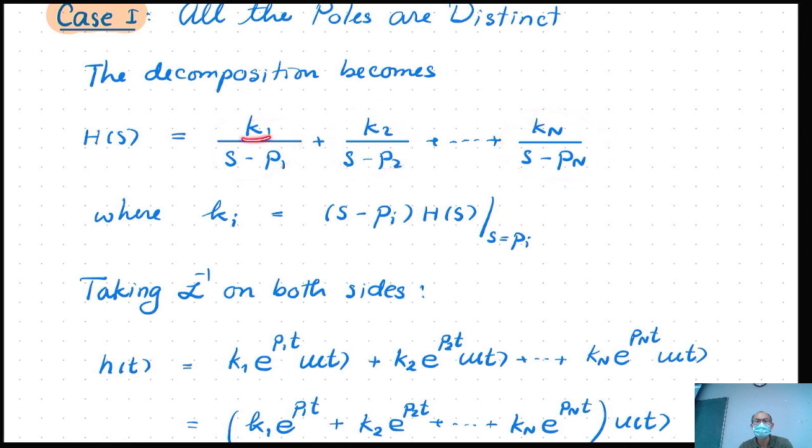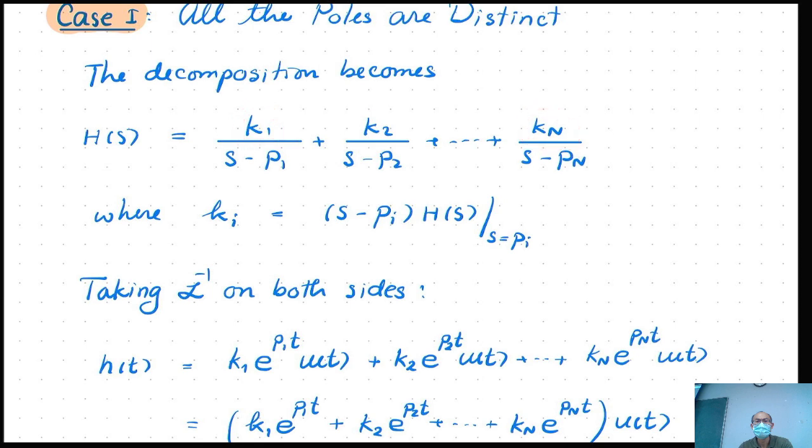The coefficients K1 through Kn could be real numbers or complex numbers, and the coefficient Ki, with i from 1 through n, is determined by multiplying H(s) by s minus Pi, and once you get the result, you plug in s equal to Pi, and the result will be the coefficient Ki. We have to do this for all of the n terms here to get all of the k's.